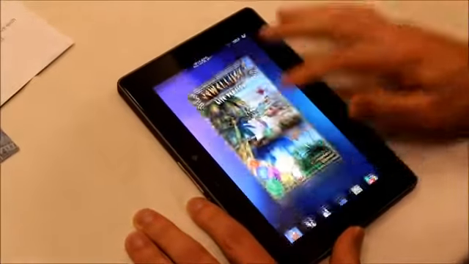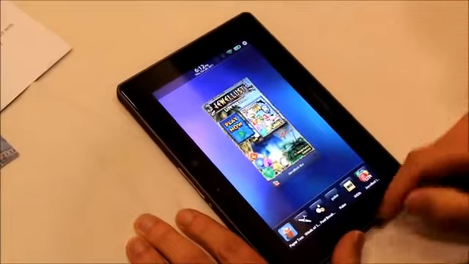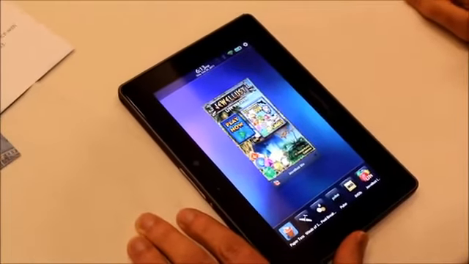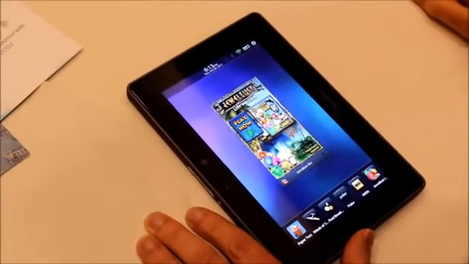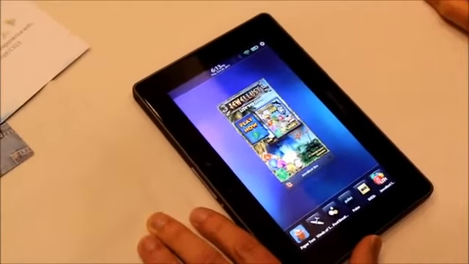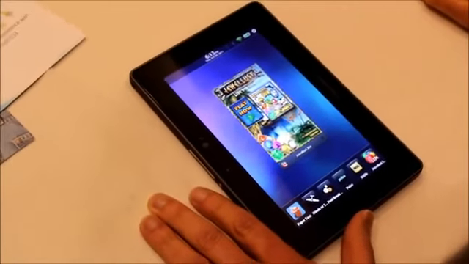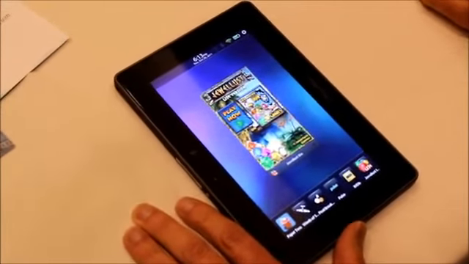We're taking a look at the Android app player on the PlayBook Beta 2.0 OS. We got Chris Smith from RIM here to run us through some of the example apps. How's it going, Chris? It's going good. So what are we looking at here?